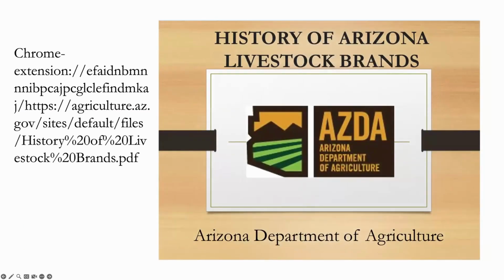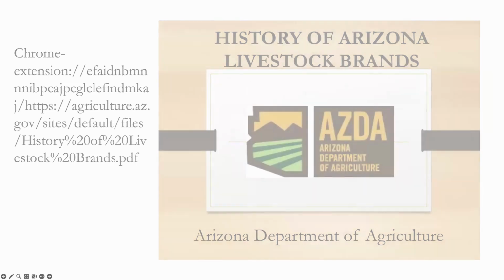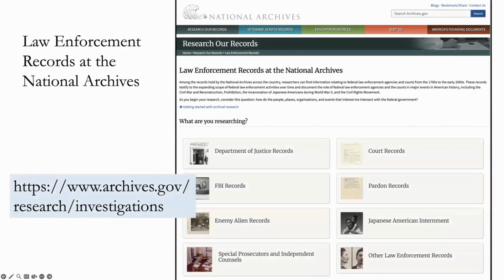So just understand that this is something that's a common thing that stands up till the present day. Right here, for example, History of Arizona Livestock Brands by the Arizona Department of Agriculture. So getting into this, you may be able to untangle some of the things that happened with your ancestors and their ranches across the country.